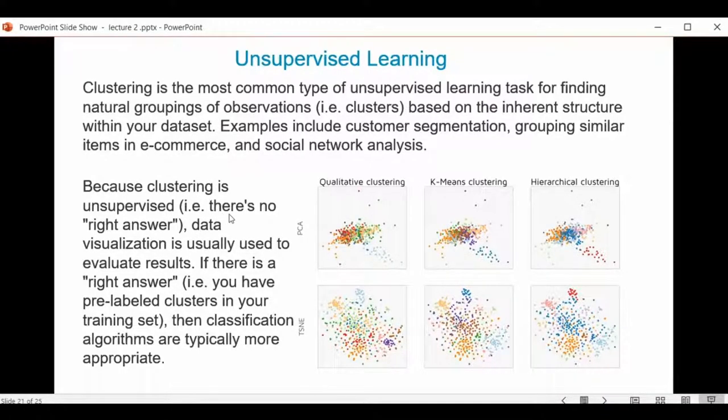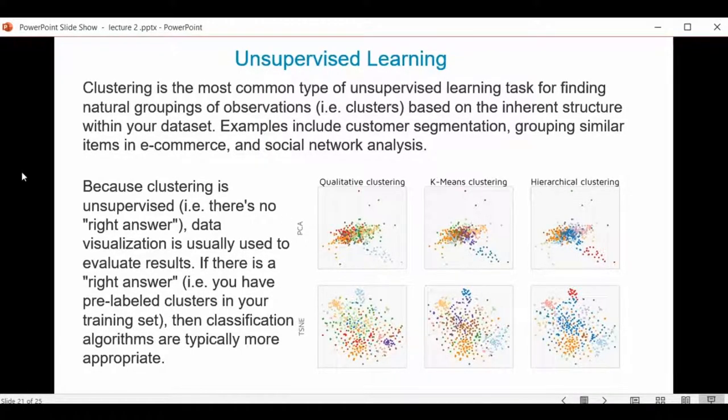And because clustering is unsupervised, i.e. there's no right answer, you can't really evaluate your accuracy or things like that based on a known validation data set. You often just visualize your results to see how well the groupings are made.